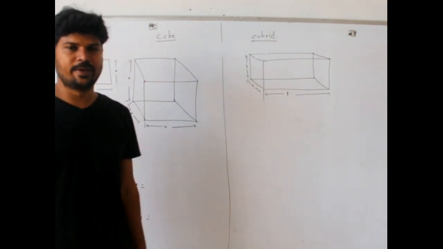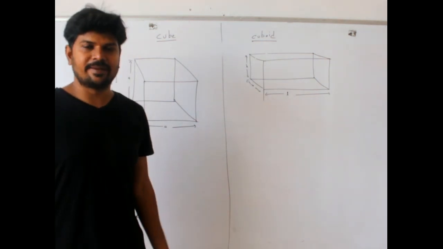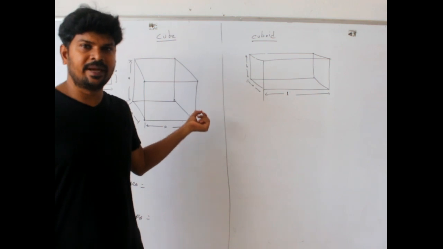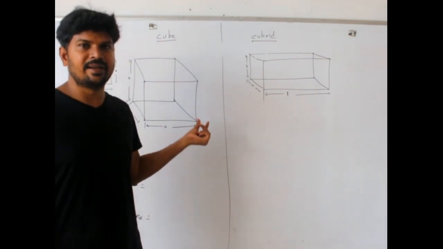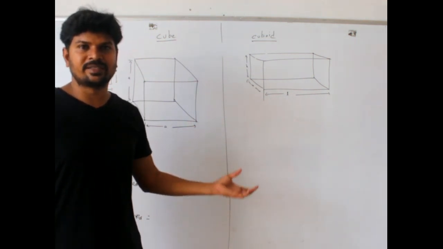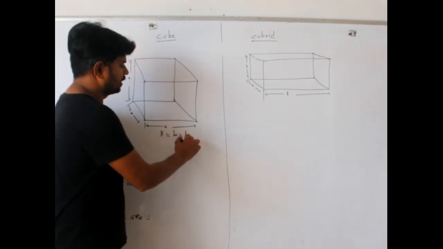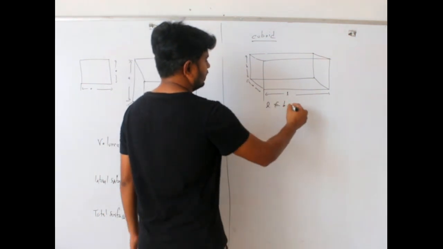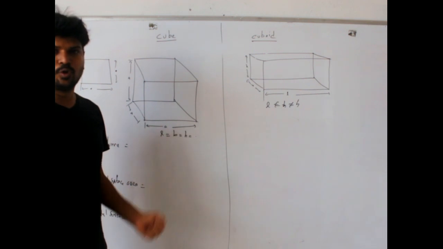What is the difference between cube and cuboid? In a cube, all sides are the same. That is, length, breadth and height are all the same, and here I have taken the value A for length, breadth and height. Whereas in a cuboid, they are not the same. In a cube, length equals breadth equals height, all the same. Whereas in a cuboid, length is not equal to breadth, and breadth is not equal to height. Okay. Let's find the volume for cube.